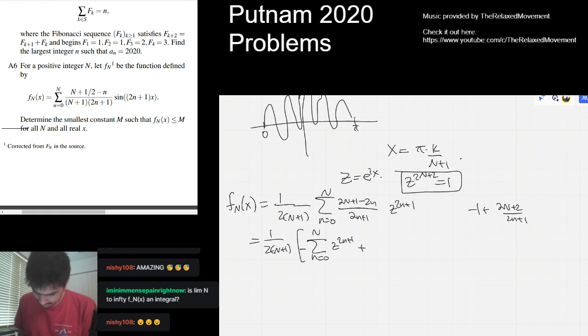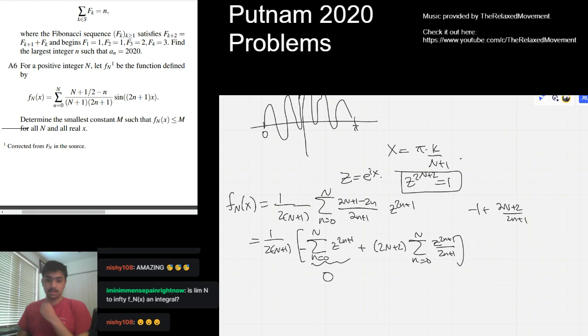So I guess we know this term is 0, right? Because z to the 2n plus 1 evaluates to like z times z to the 2n plus 2, minus 1 over z squared minus 1. And I guess we can assume z is not equal to pi over 2. This term evaluates to 0.